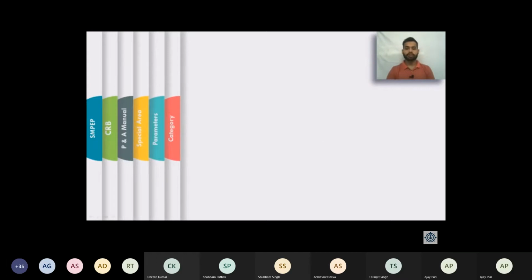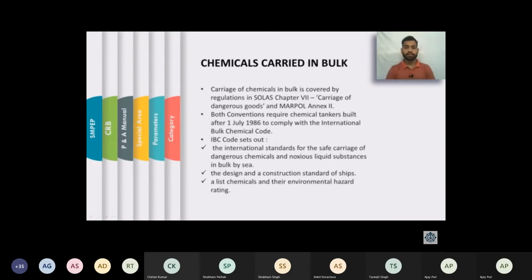Now carriage of chemicals in bulk is covered under two main conventions. First is the SOLAS Chapter 7, which is the carriage of dangerous goods, and second is the MARPOL Annex 2. Now both of these conventions, which is the MARPOL Annex 2 and SOLAS Chapter 7, require chemical tankers which are built after 1st July 1986 to comply with the International Bulk Chemical Code.